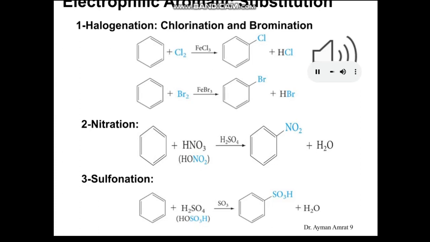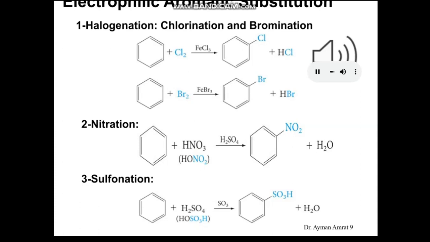The second substitution reaction is nitration. Nitration, addition of a nitro group. The reagent used for nitration is HNO3 in the presence of H2SO4. H2SO4 and HNO3 react to form the NO2+ electrophile that attacks the benzene ring and forms nitrobenzene.